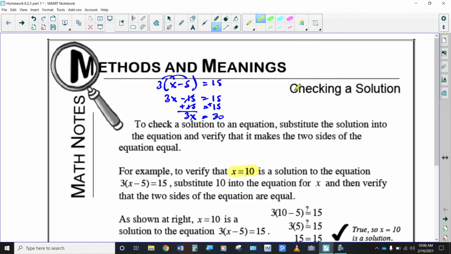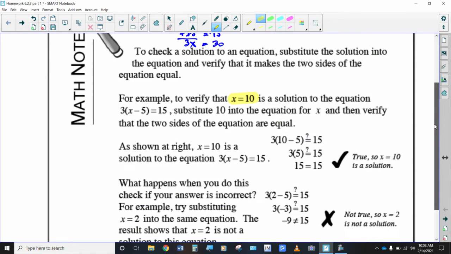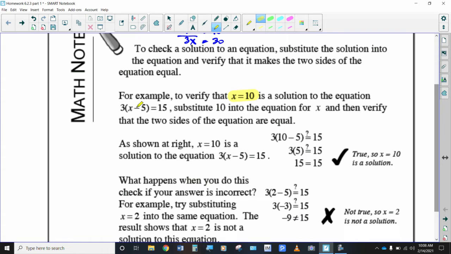So now we check the solution. Checking the solution is basically where you evaluate the expressions for this given value of x. So if we think x is equal to 10, we're going to plug it in here, and now we're going to evaluate the expression on the left to ensure that it is indeed equal to 15 when x is equal to 10. So do the order of operations first, which means take care of the parentheses first. 10 minus 5 is 5, and then 3 times 5 is 15. Yes, that's a true statement. That means that we know for sure that x is equal to 10.